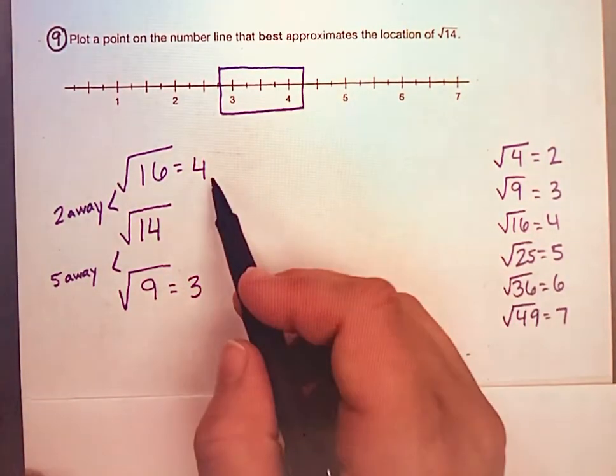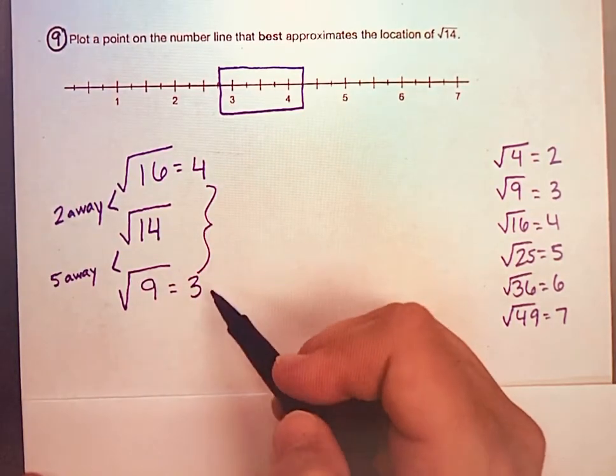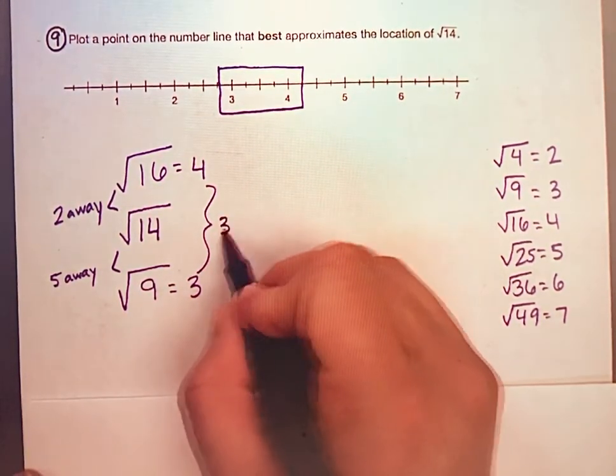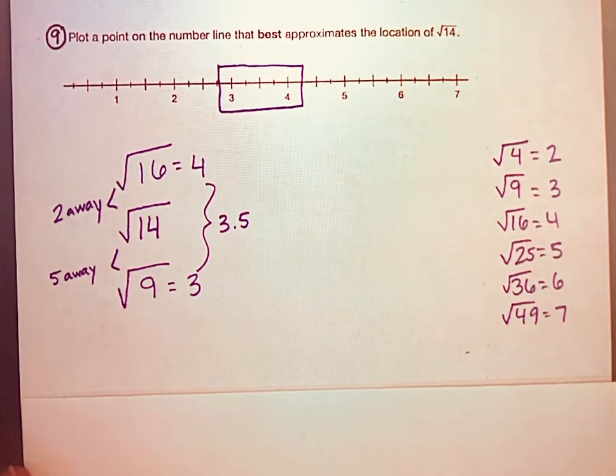What's in the middle of 3 and 4? Right here in the middle. This little spot right here. 3, 4, what's in the middle is 3.5. So truthfully, I know 14 doesn't really lay in the middle.